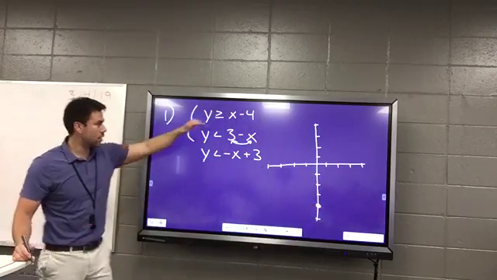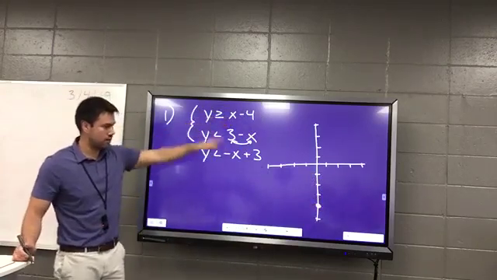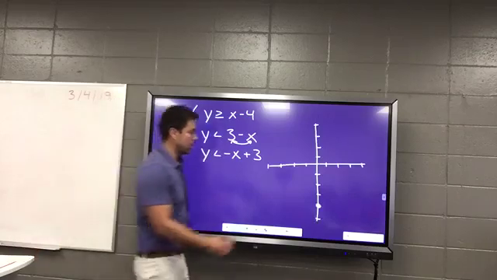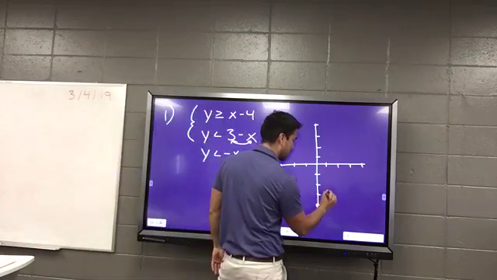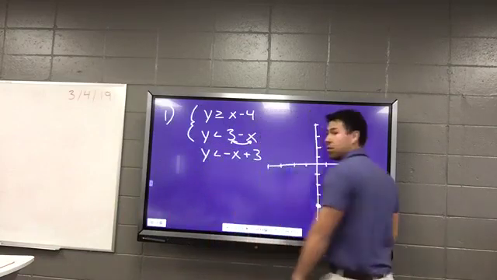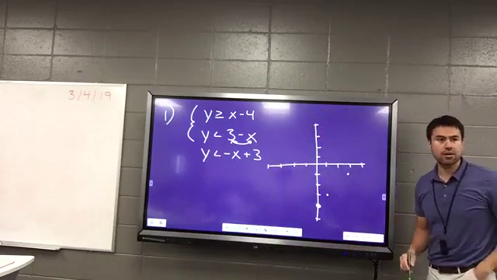Okay, Gracie, where do I go from there on the first inequality? You would go up 1 over 1. Up 1 over 1 to the right. I'm going to go up 2 over 2. Up 1 over 1. What kind of line should I get there, Natalie?